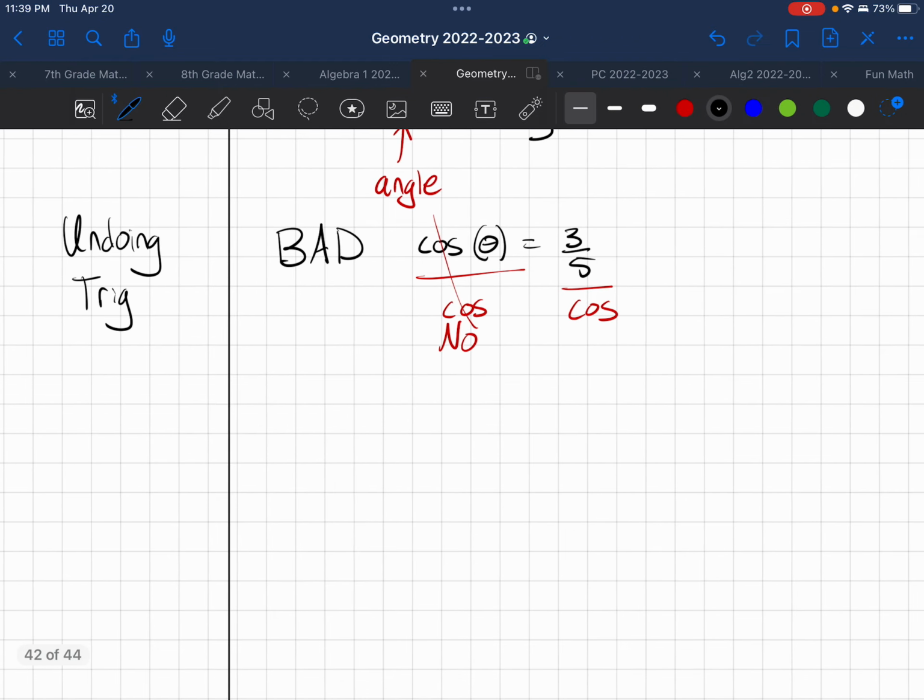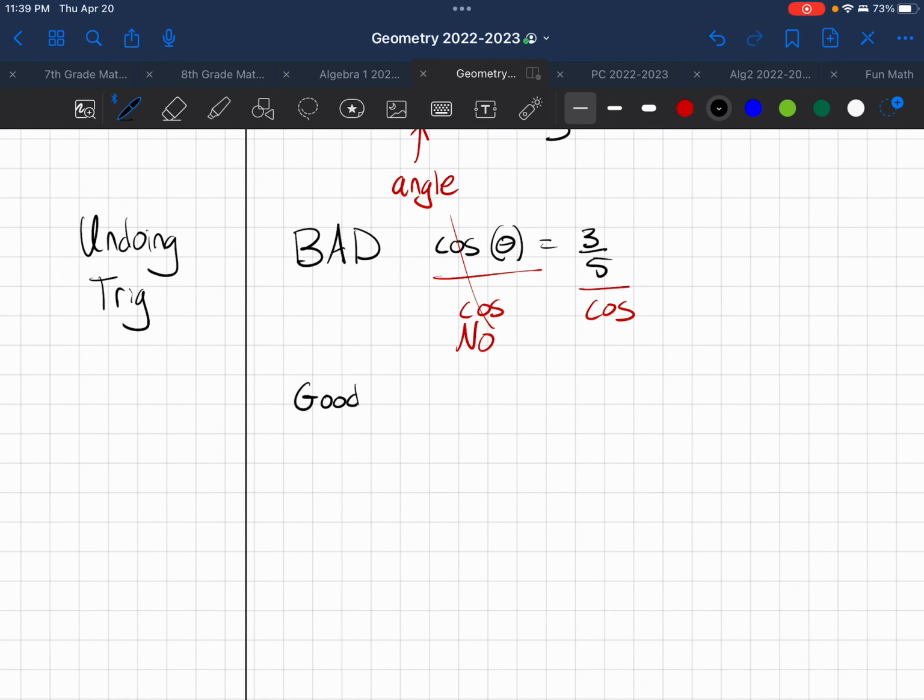Do I have enough room over here? I'll just do underneath. This is good. Good is if I had cosine of theta is equal to 3/5. I gave a little bit of room because I want to do the arc cosine of cosine. The only way to undo cosine is with this other function that is known as the anti-cosine or the arc cosine. If I take the arc cosine of the left side, then I also have to take the arc cosine of the right side as well.